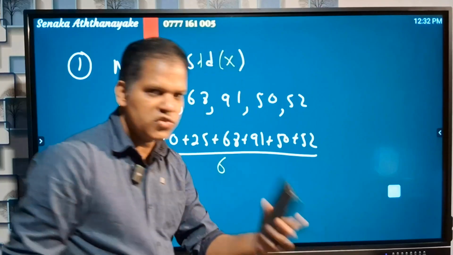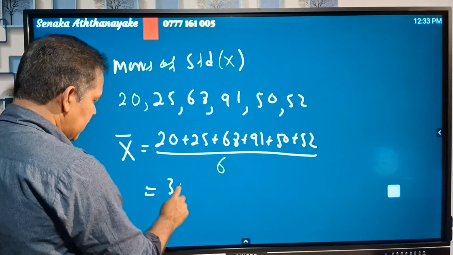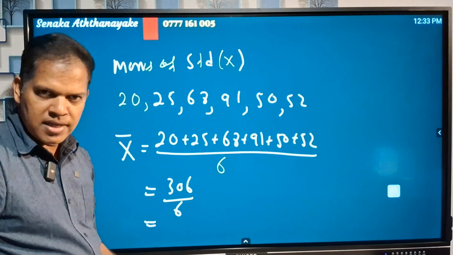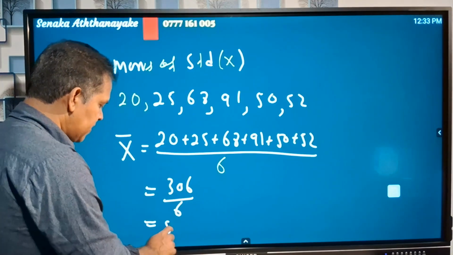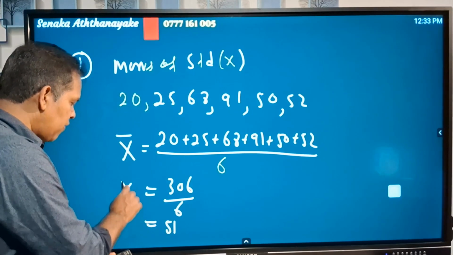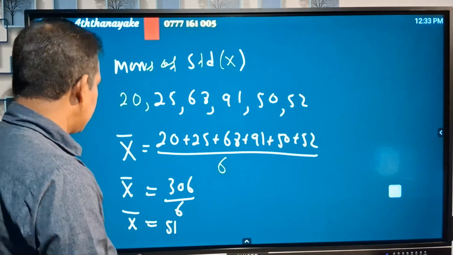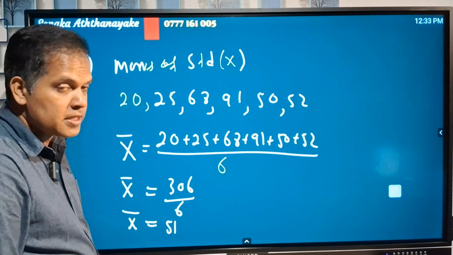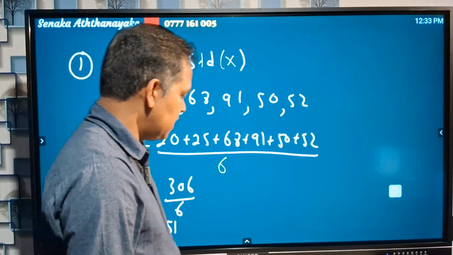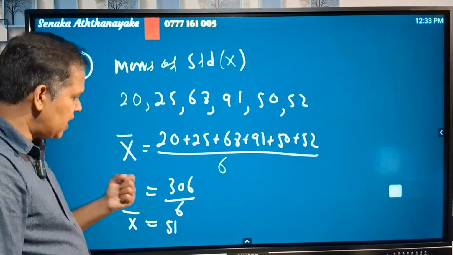Yes, you can use a calculator. The sum of all these values is 306, divided by 6. What is the answer? 51. So the mean of these marks is 51. What is the notation of this mean? X bar. Right. Very simple example, very easy to calculate this X bar.